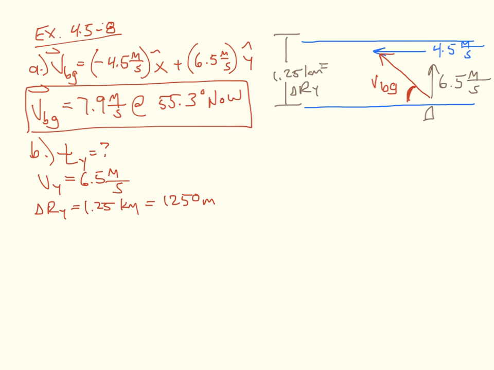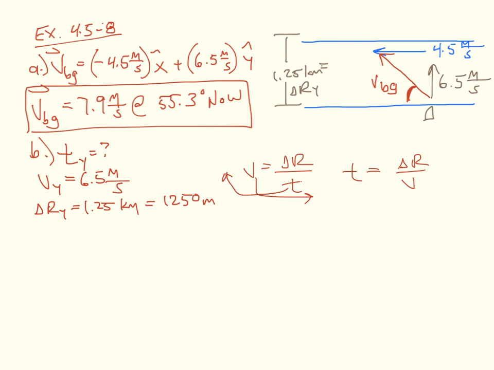Well, we know the relationship between velocity, displacement, and time. Velocity equals displacement over time, so let's just solve for time. If we move it around, time is going to come up on this side and velocity is going to come down on that side. So we're going to have a working equation: time equals displacement over velocity.